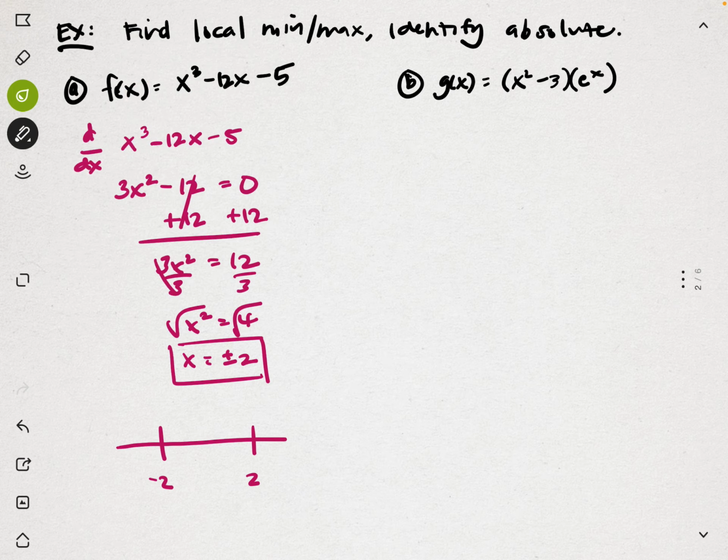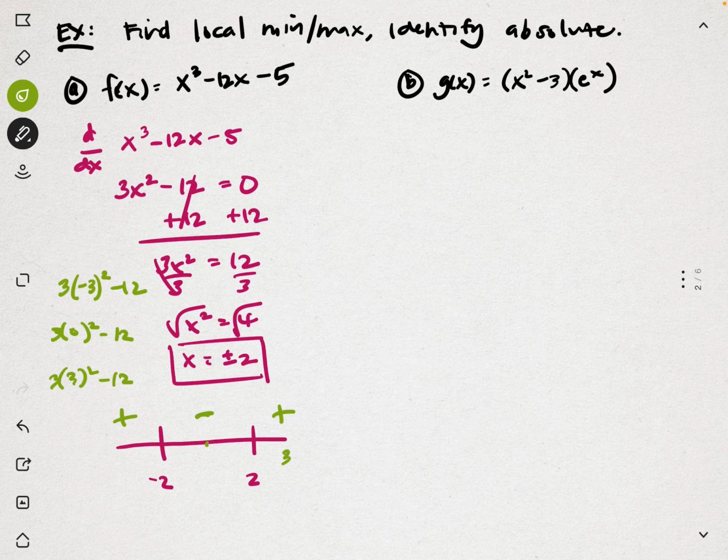So let's try negative 3. If I plug negative 3 into my derivative, I get negative 3 squared is 9, times 3 is 27, minus 12, which is positive. And then let's do one for the middle point, let's do 0. That's going to be 0 minus 12, which is negative 12, so that's negative. And on the other side, let's pick a 3. Again, 3 times 3 squared minus 12 is 27 minus 12, which is 15, which is positive.